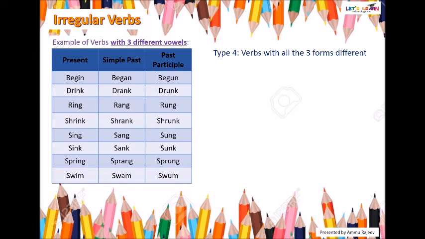In this table, for the verbs with all the forms different, you will notice that when the verb changes from present to simple past and then to past participle, the letter I in the verb changes to A and then to U.